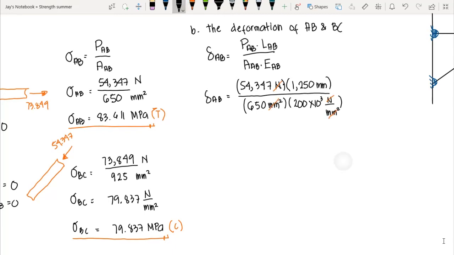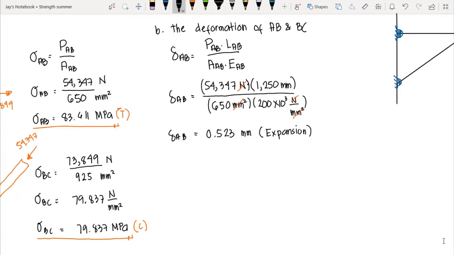So the answer here, that is the deformation of AB, equals 0.523 millimeter. Since we have a tensile force for AB, therefore it is expansion. Then we compute for the deformation BC, that is the axial force of BC, that is 73,849 Newton times the length of BC.